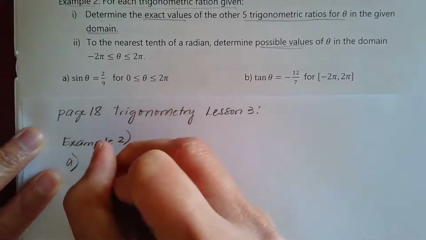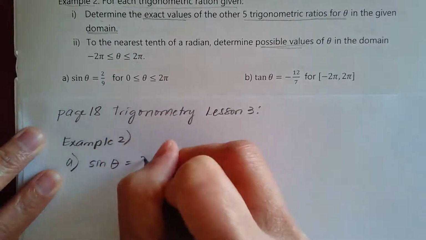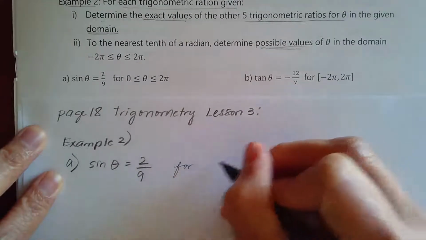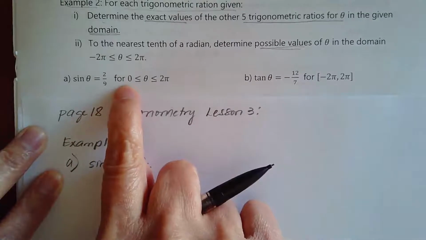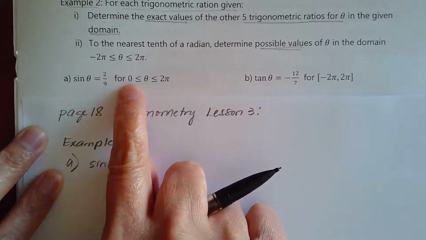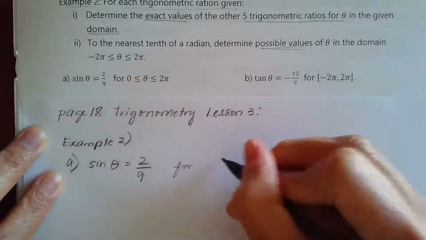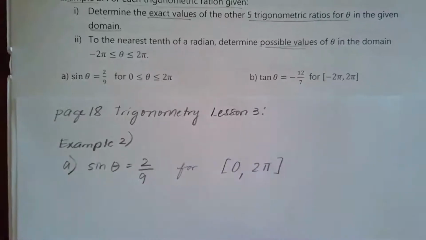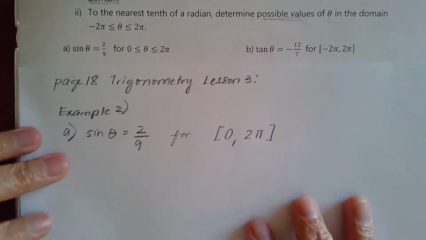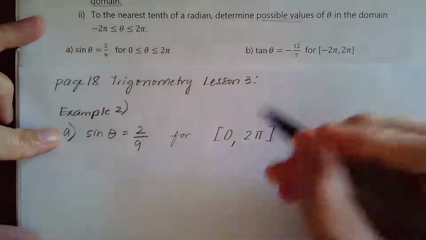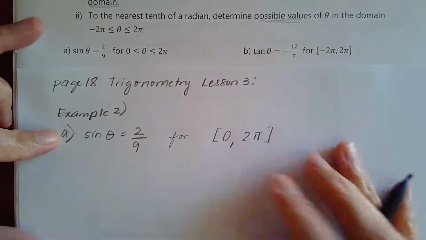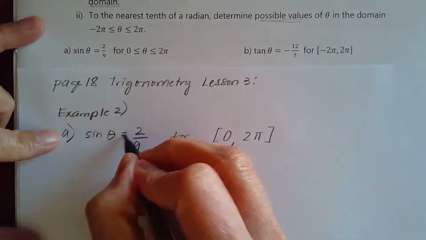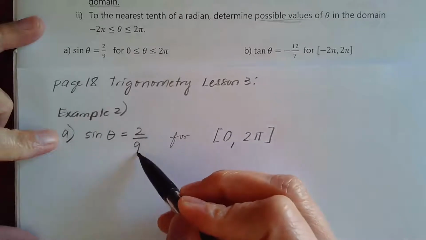So let's do sine theta is equal to 2 over 9. Now this one here, we're just looking for between 0 to 2 pi. And these are in radians. So we don't put the degree there, okay, because these are radians. So sine is equal to 2 over 9. So when we look at this part in here, sine is 2 over 9.